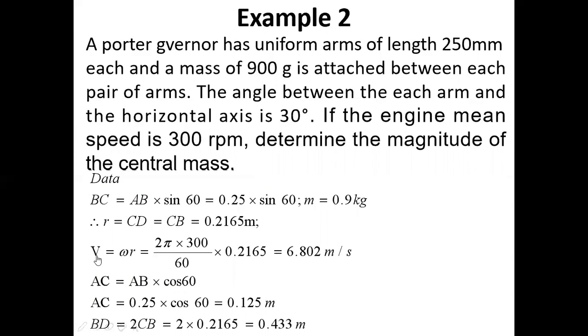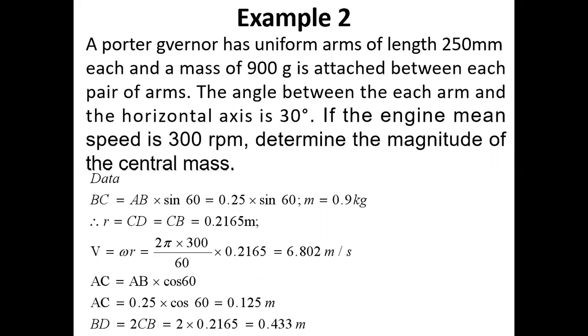Then V is omega R. Omega, W is 2 pi n over 60. R is this one we just found here. So 2 pi times 300 over 60 multiplied by that, that's the answer we find. AC, where they will sign, we just put cos. It will be AB cos 60. And that's 0.25 cos 60, which gives us that expression. The answer there is 0.125.